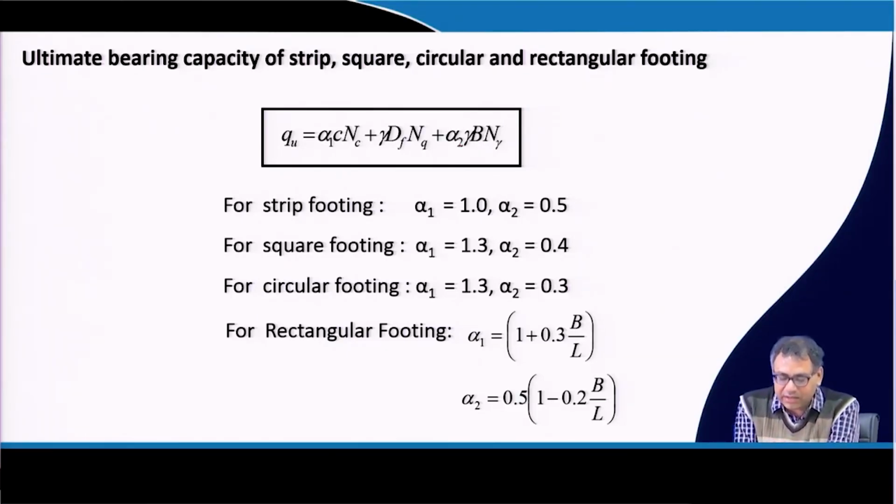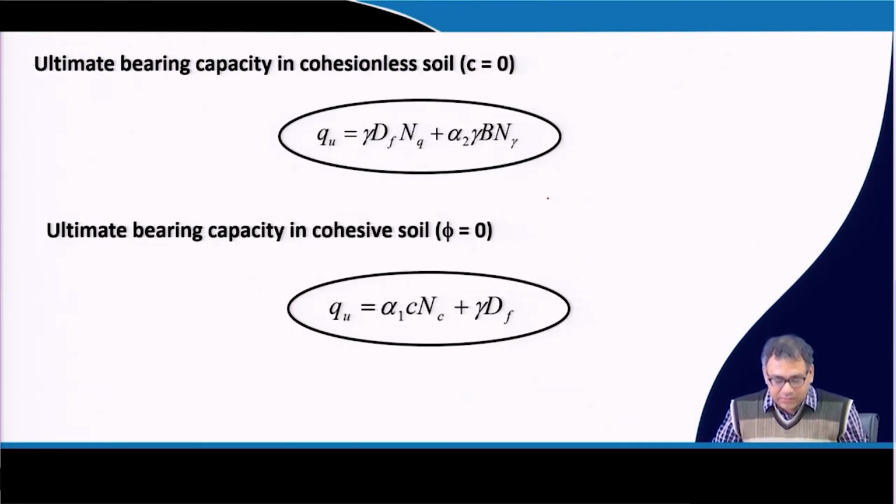Now, these are the alpha 1 and alpha 2 factors. Alpha 1 is 1 and alpha 2 is 0.5 for the strip footing. For the square footing, alpha 1 is 1.3 and alpha 2 is 0.4. For the circular footing, alpha 1 is 1.3 and alpha 2 is 0.3. For the rectangular footing, alpha 1 is 1 plus 0.3 B by L, and alpha 2 is 0.5 times (1 minus 0.2 B by L), where B is the width of the foundation and L is the length of the foundation.